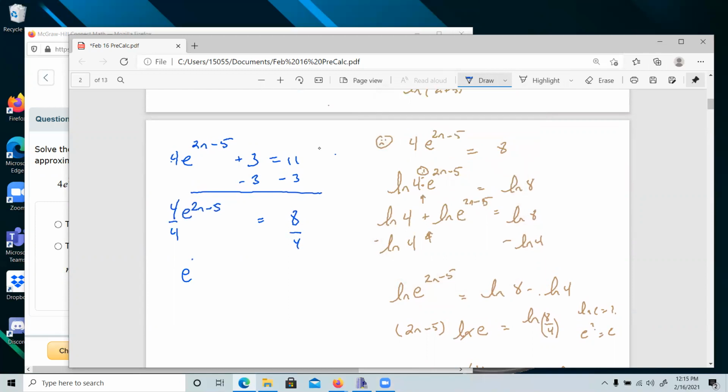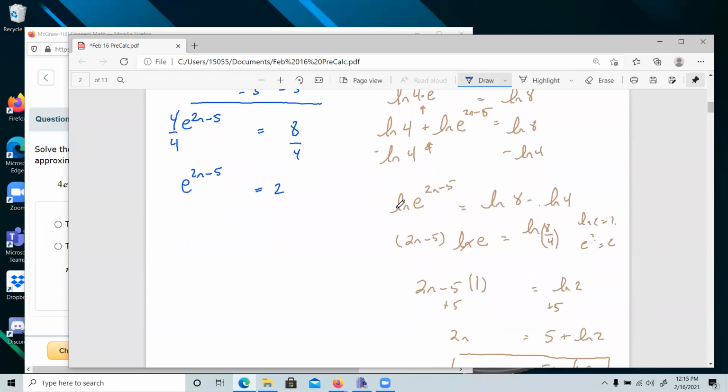And then we have e to the 2n minus 5 is equal to 2. See, we still ended up in the same place here. Because I'm going to take a natural log of e to the 2n minus 5 is equal to the natural log of 2. Pull this down in front now, so we have 2n minus 5 times ln e is equal to ln 2, but we know the ln e is 1. We have 2n minus 5 is equal to ln 2.